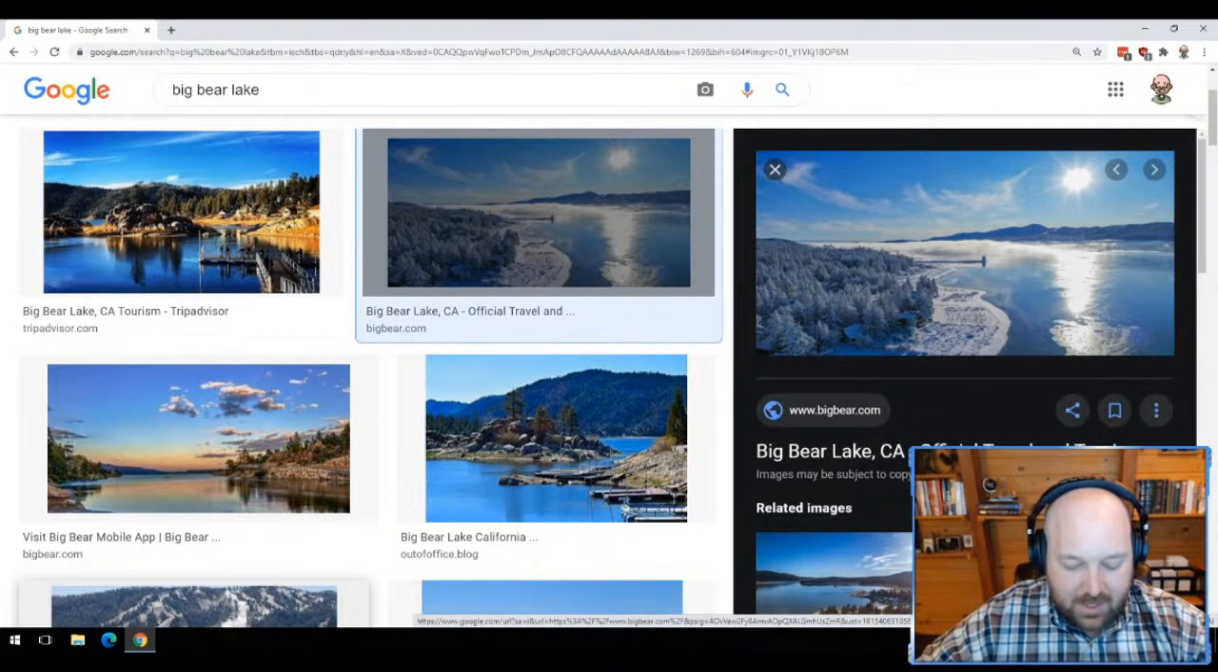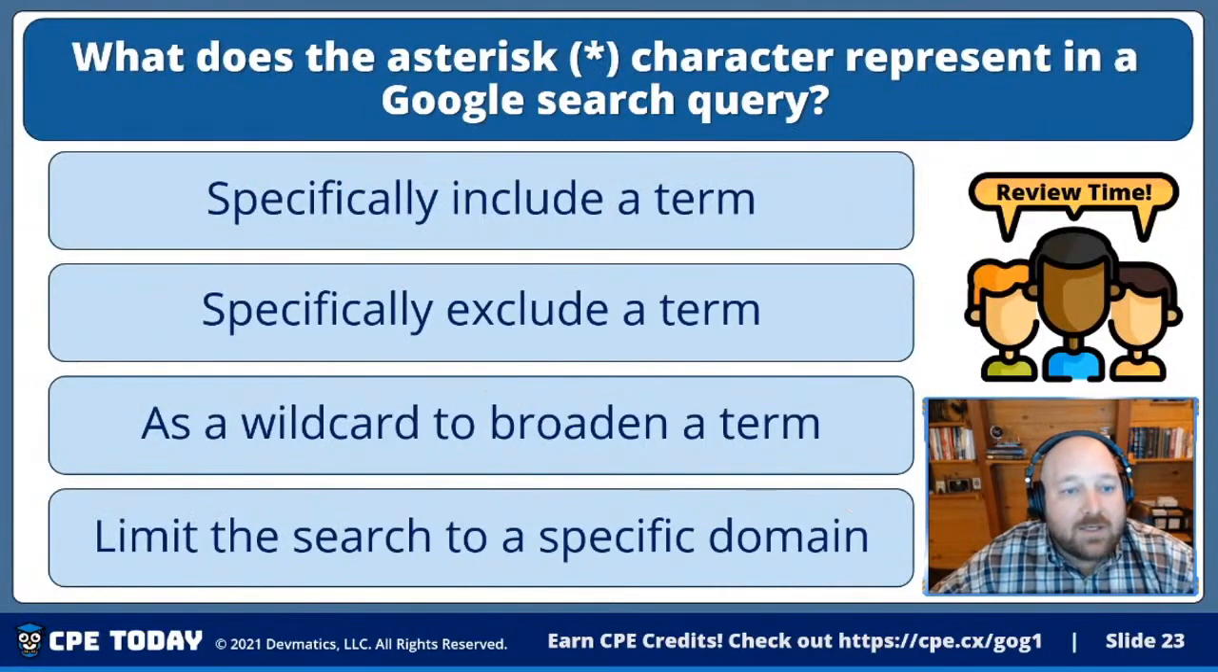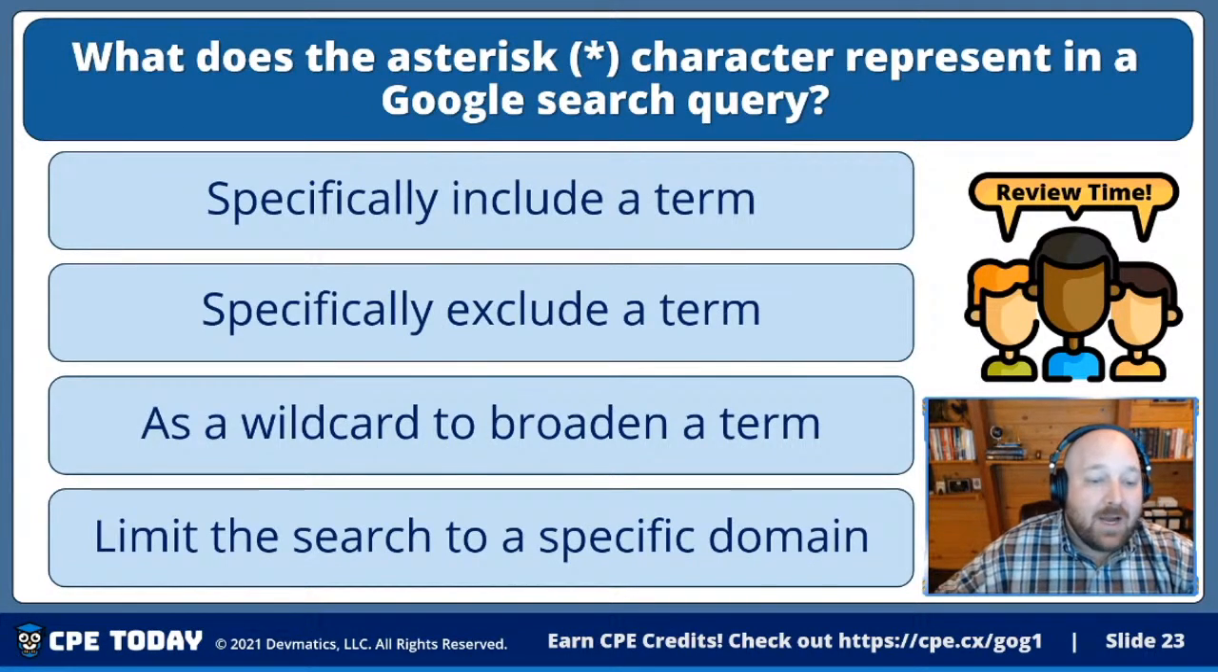Alrighty, let's go ahead and have another polling question and review question. Okay, what does the asterisk character represent in a Google search? Is it to specifically include a term? No, if we wanted to specifically include a term, we would use the plus sign. Is it to specifically exclude a term? No, we would specifically use the minus sign.